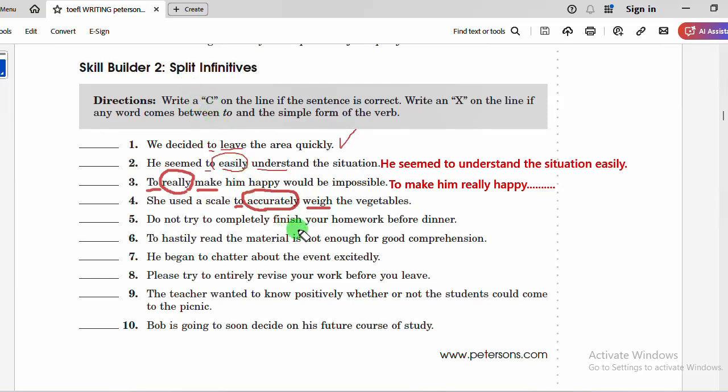So how can we fix that? Again, we are going to move the adverb away so that the word to is directly followed by its infinitive. Let's do it together. She used a scale to weigh the vegetables accurately.